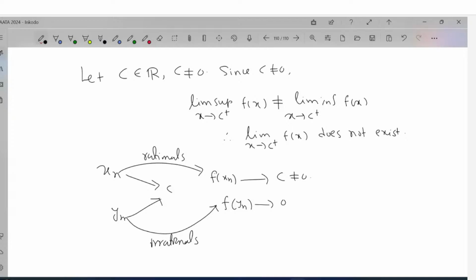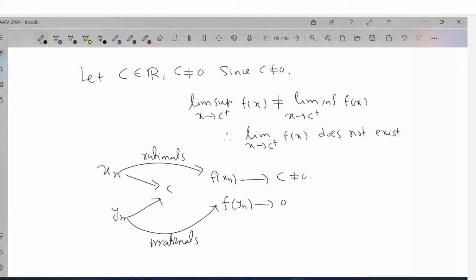Now we have to check whether C is positive or negative, depending on that you have supremum, infimum. But anyhow, you can see that they cannot be the same thing. Is it clear? Because if it is the same for each sequence, it should map to exactly one point. But it's mapping to two different points. So because of that, the limit does not exist.